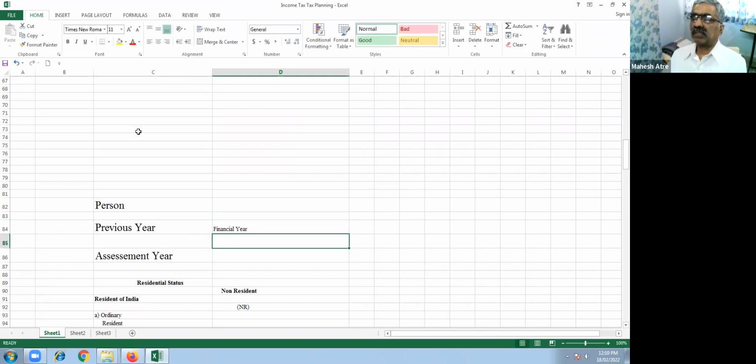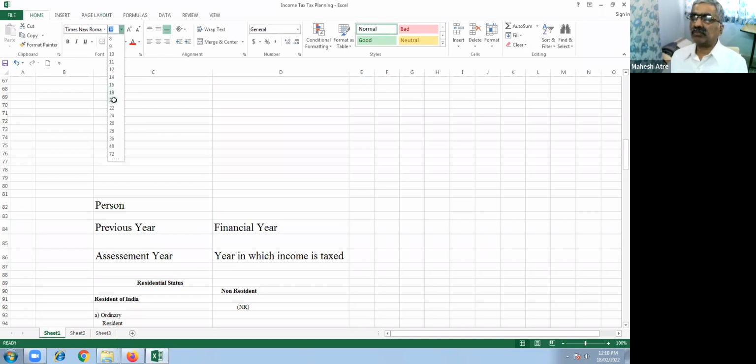So try to understand. Previous year means financial year. And in case of assessment year, it is the year in which income is taxed. Try to understand: the year in which income is taxed is known as assessment year. Now, there is no need to keep these two separately, but the government is yet to take the decision.